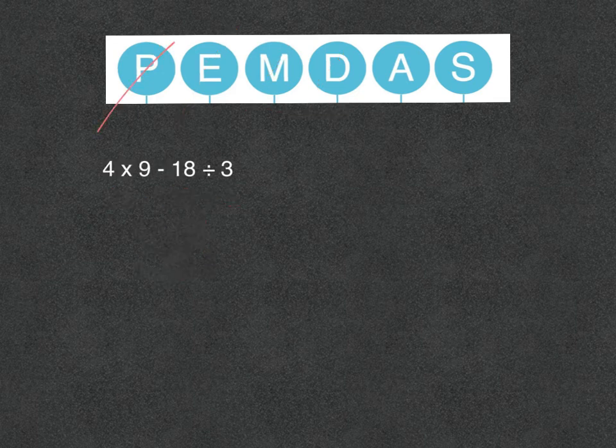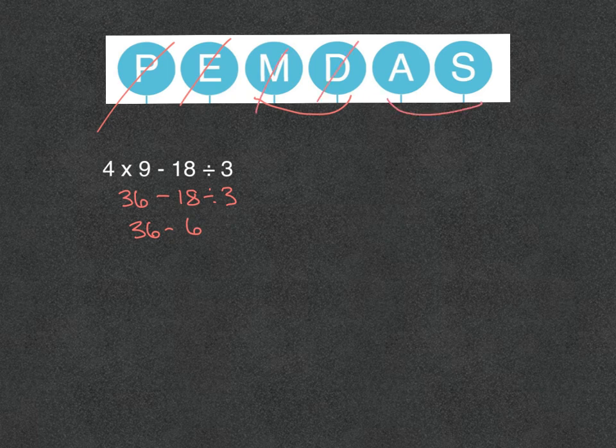Okay, let's check out another one. I don't see any parentheses. I don't see any exponents. Let's focus on multiplication and division. So we're going to go left to right. So 4 times 9 is 36 minus 18 divided by 3. Next simplification, we're going to focus on division still, right? 36 minus 18 divided by 3 is 6. So 36, oh wait, I should say we're done with multiplication and division. Now we're on to add and subtract. 36 minus 6 is 30. So our answer to this problem is 30.